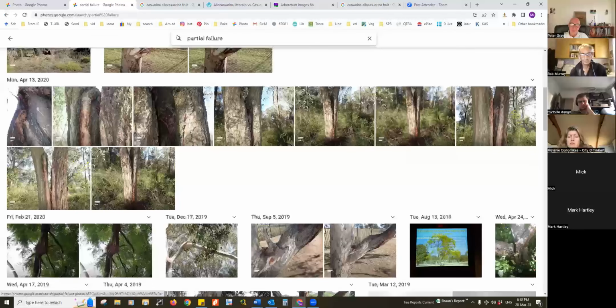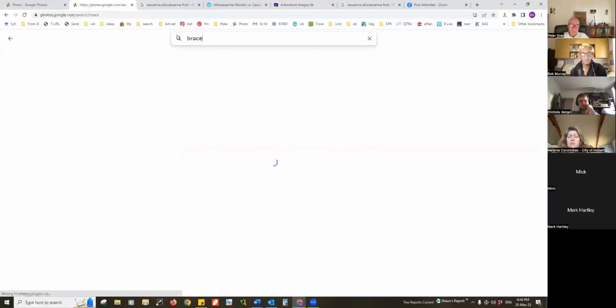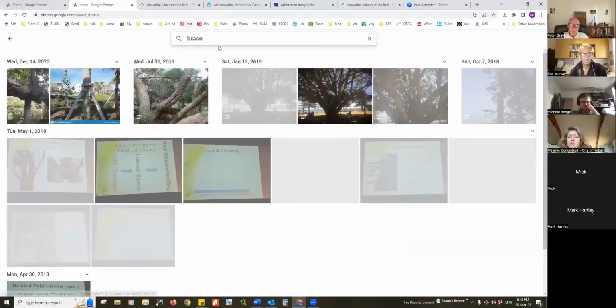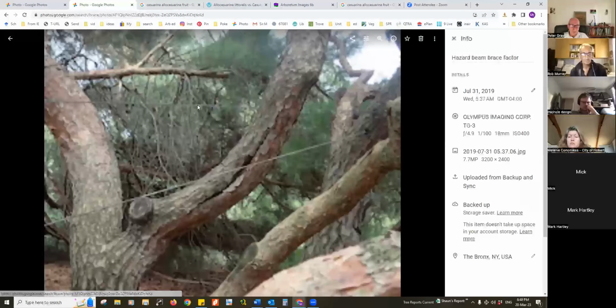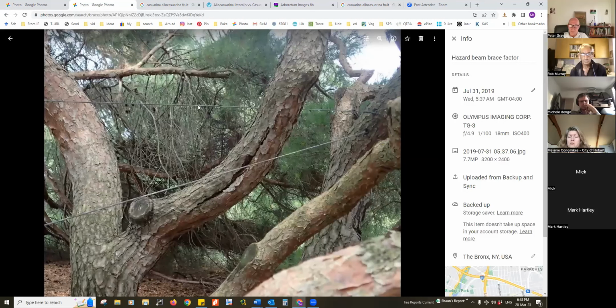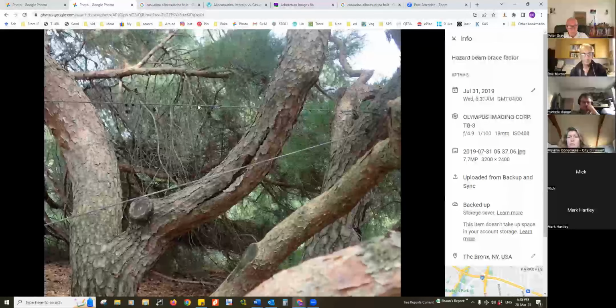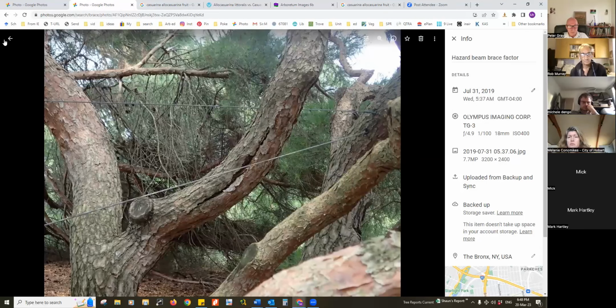Now, I don't know whether I can pull up a brace shot. Let me try and brace. Oh, yeah, I've got a few there. So, this is an important tree in New York Botanic Gardens. The aim is to keep it, not lose it. So they're just using cables to stop the thing from falling apart. Here, the issue is not risk to a person. Here, the issue is risk to the tree, which is a nice reversal of the role.